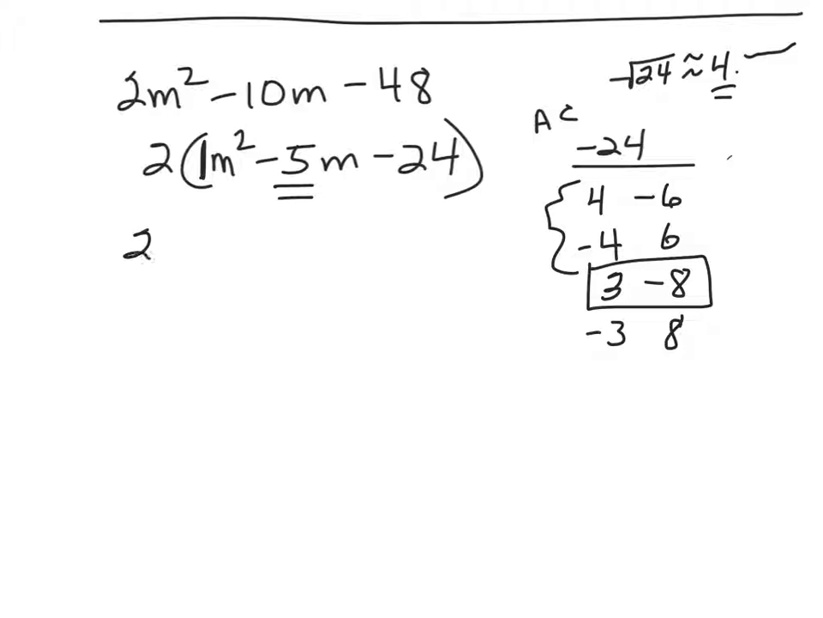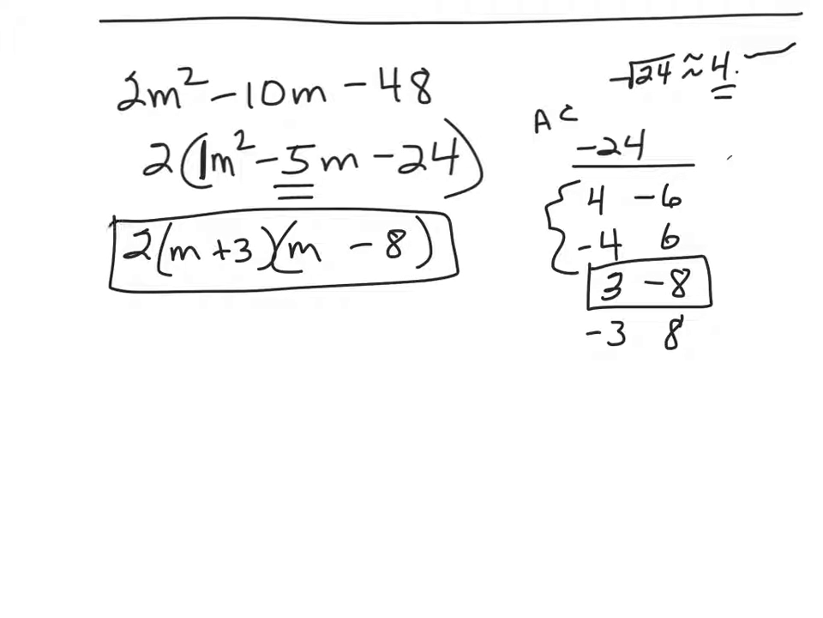So then how's it going to factor? We're going to go m and m plus 3 and minus 8. So there's our first one. 2m squared minus 10m minus 48 factors as 2 times the quantity m plus 3 times the quantity m minus 8.